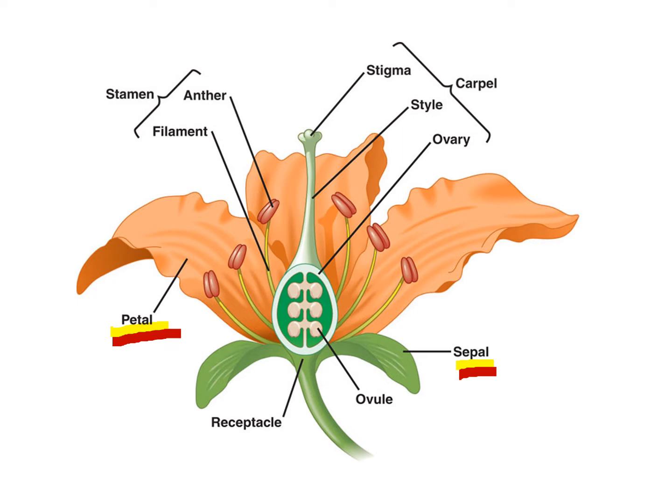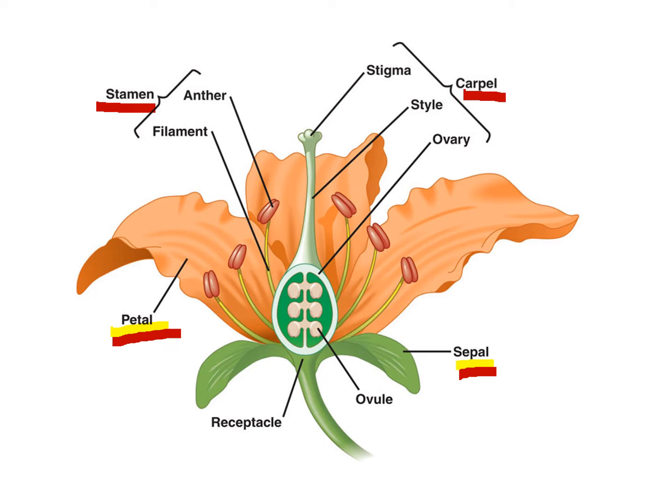The structure in the center of the flower that we can see clearly is the carpel. This carpel is the female part of the flower. And also this structure, which is present in numbers, is called stamen. Again we can see the different parts of carpel and stamen.